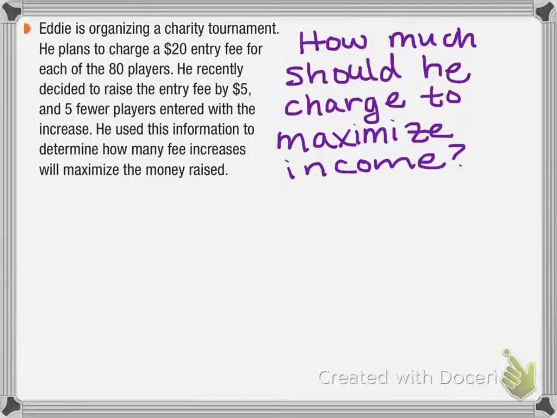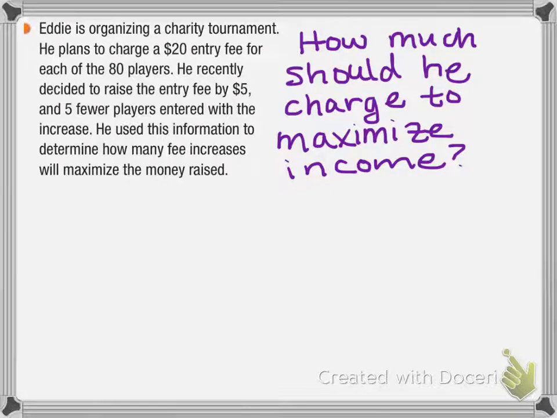He plans to charge a $20 entry fee for each of the 80 players. He recently decided to raise the entry fee by $5, and then 5 fewer players ended up entering with the increase in fee. He used this information to determine how many fee increases he could have to maximize the money raised. So, while he lost 5 fewer players, he might be making more money, so it might work out okay. And so trying to figure out what's the maximum amount he can charge to maximize his income before the income would start to go back down.